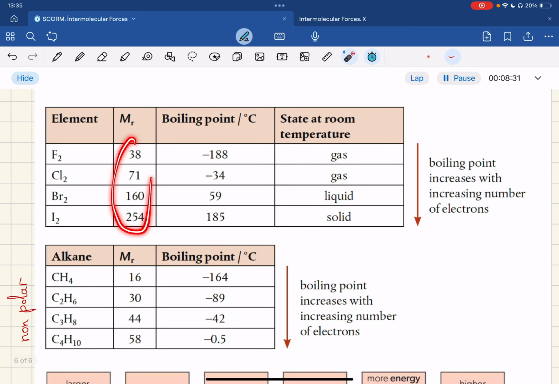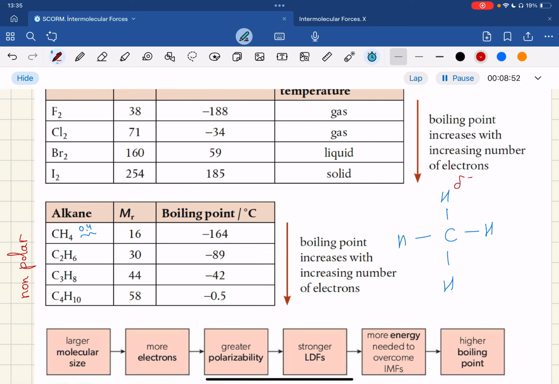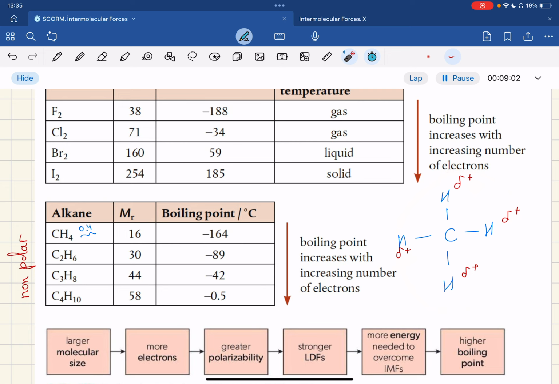You see in here, mass is increasing, electrons are increasing, and boiling point increases. Also take a look at the alkane example. By the way, they are all non-polar. And why they are nonpolar, you can check: the electronegativity difference is 0.4 between carbon and hydrogen. Let me write in here, H, H, H, H. You see, all sides of this molecule are positive. All the ends are positive, positive, positive. So this is a nonpolar molecule, and in nonpolar molecules, we have only London dispersion forces.